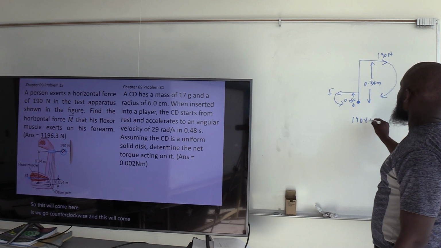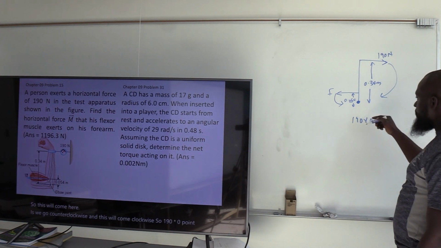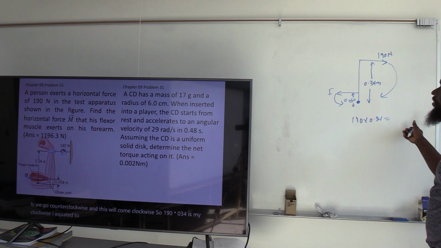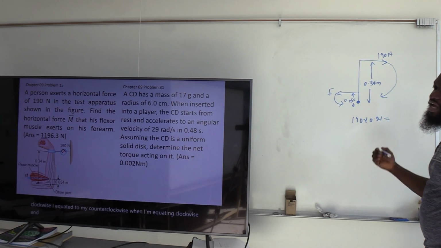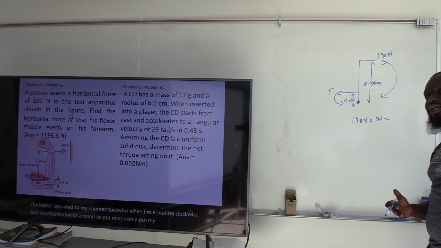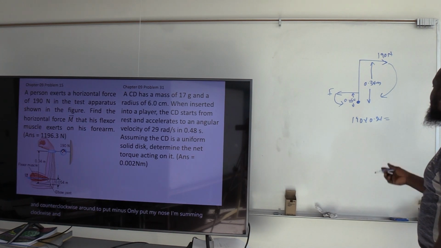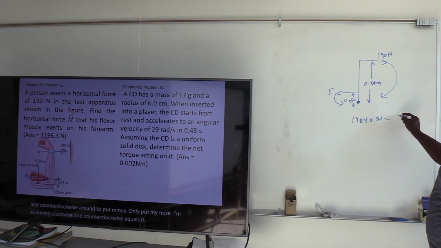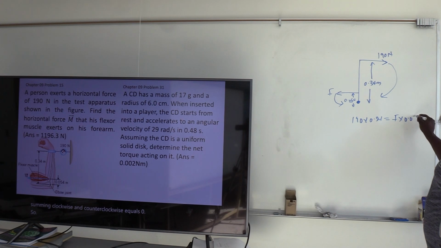So 190 times 0.34 is my clockwise. I equate it to my counterclockwise. When I'm equating clockwise and counterclockwise, I don't need to put minus. I only put minus when I'm summing clockwise and counterclockwise equals 0. So force times 0.054. That solves the problem. So what is F?